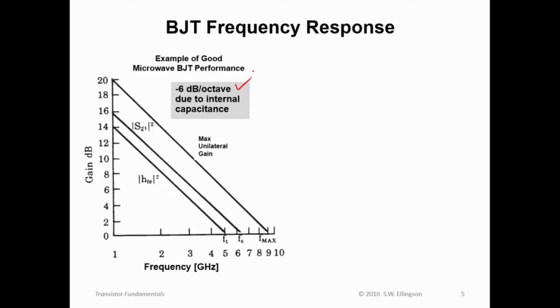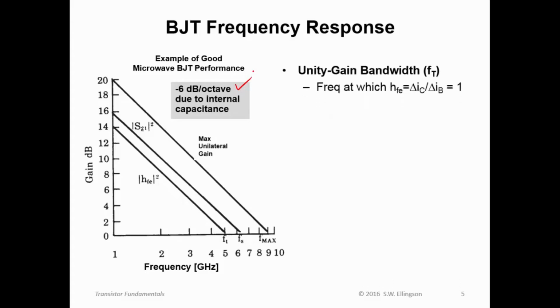So all the various types of defining gain tend to decrease at about the same rate as shown in this plot, which is for a typical relatively high performance, though, BJT transistor for RF applications.